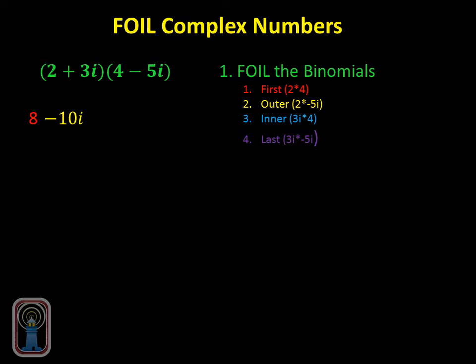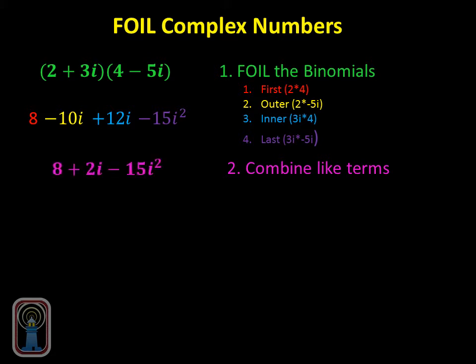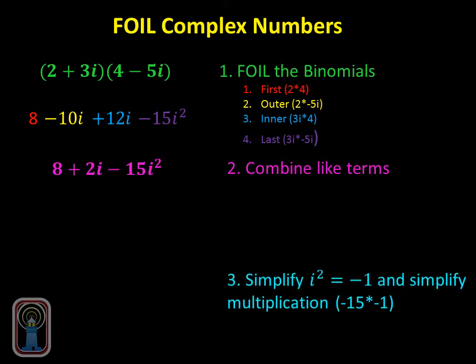Next, we multiply the inner term of each binomial. 3i times 4 is 12i. And finally, we multiply the last term of each binomial. 3i times a negative 5i is a negative 15i squared. Next, we combine our like terms. Negative 10i plus 12i is 2i. Remember to bring down 8 and a negative 15i squared.